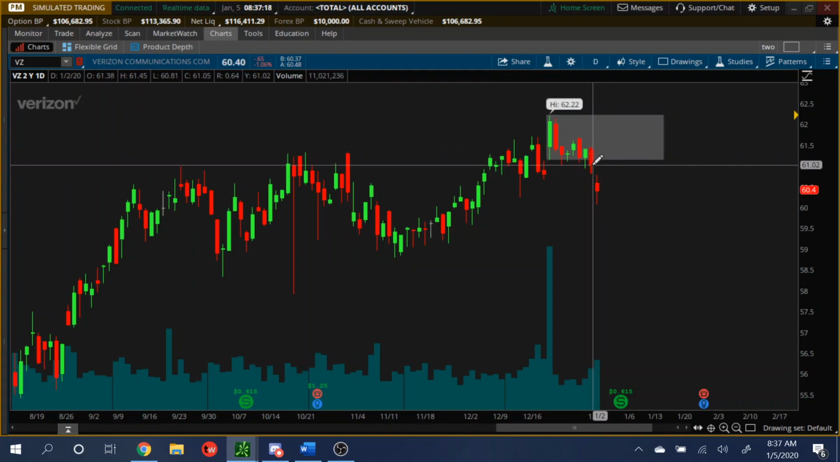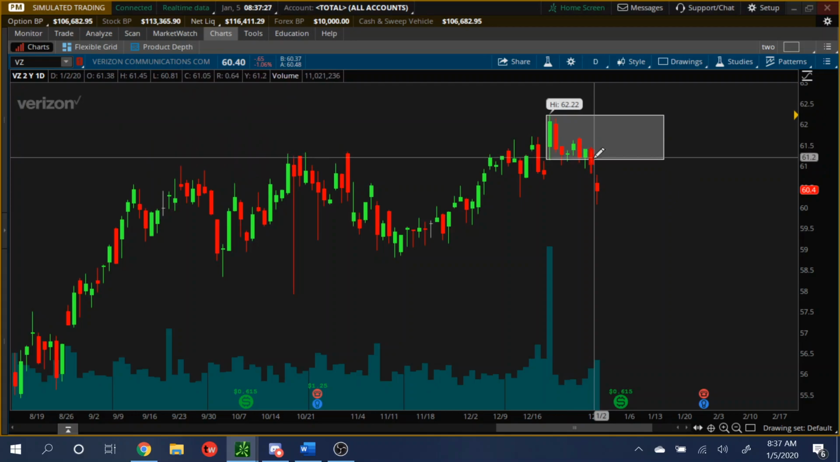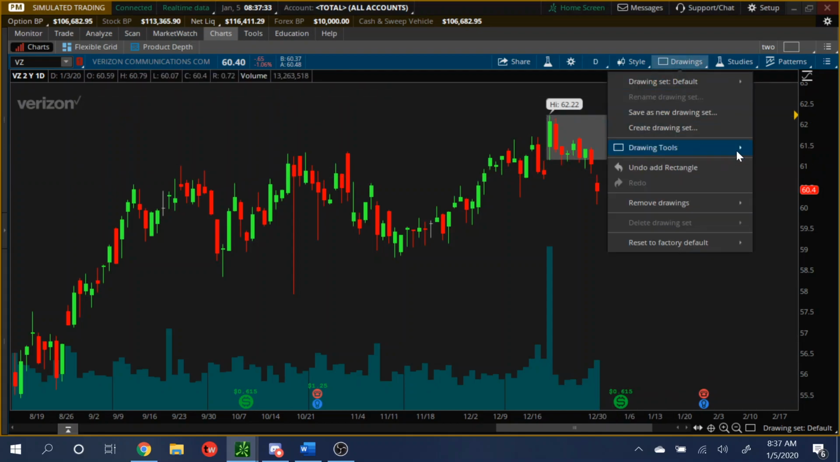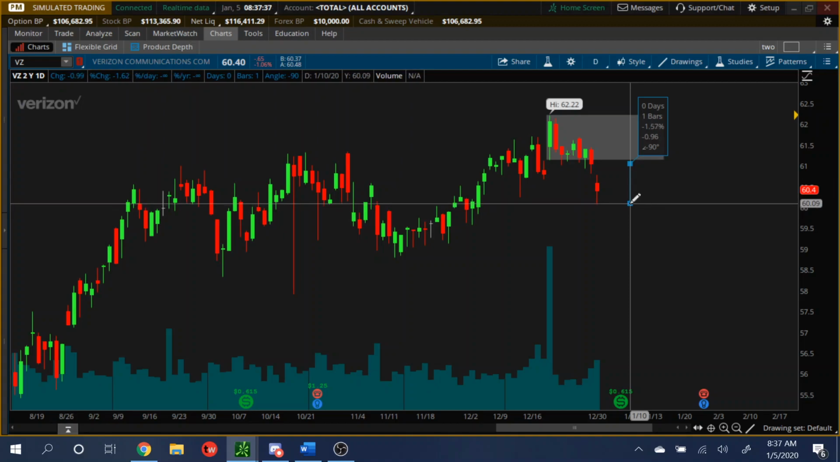And so in this case, Verizon breaks down and closes, right? The importance is the close below the inside bar, right? Closes below that zone. The next day, boom, we get a gap down. We get a nice little drop there, right? From the close of this day, we've got a 1.6% drop. Okay, so not a bad play on Verizon there.